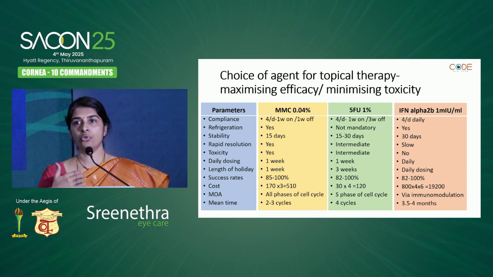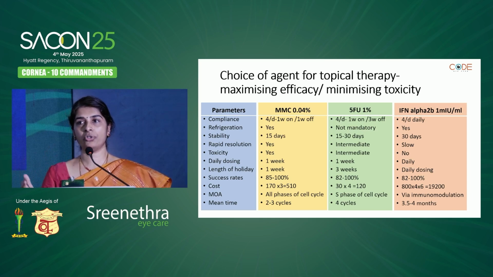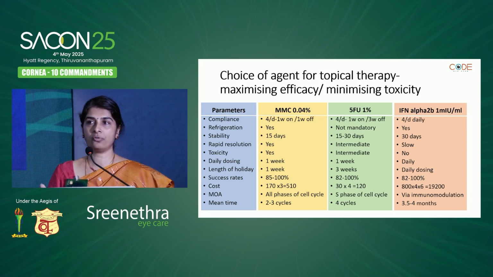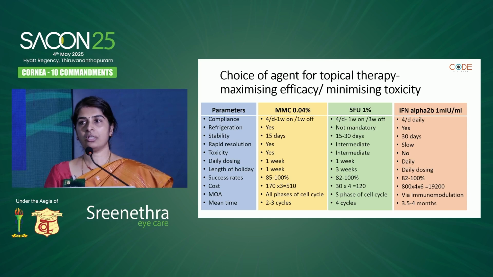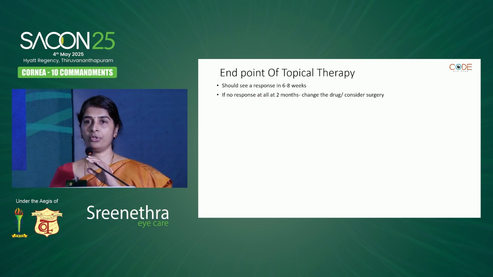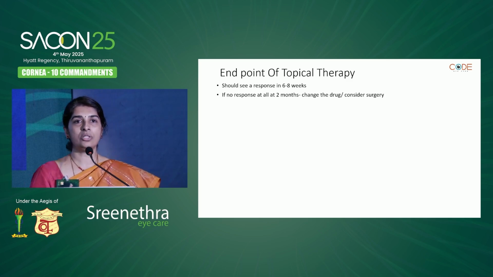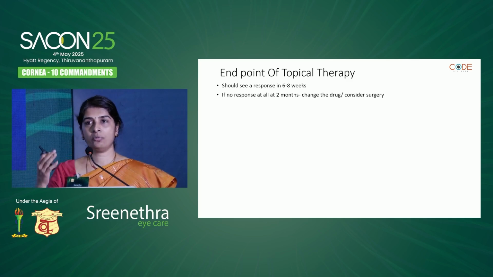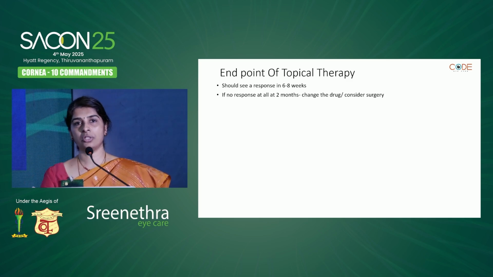You can choose any of these topical therapies as your first line of management, but you just need to make sure that you stick to that particular drug of choice as your first choice in most cases and switch over only if and when required. So when is the end point of topical therapy? Can you really give 7 to 8 cycles of mitomycin C and 6 months of interferon like we saw in the first patient? There should be somewhere where you need to take a decision as to whether you need to stop or move to something else.